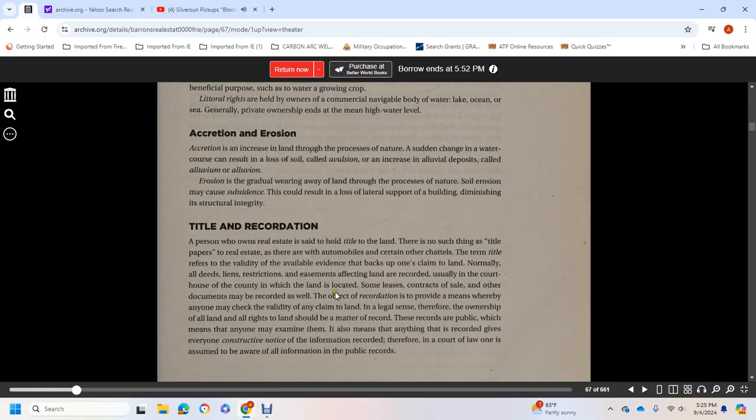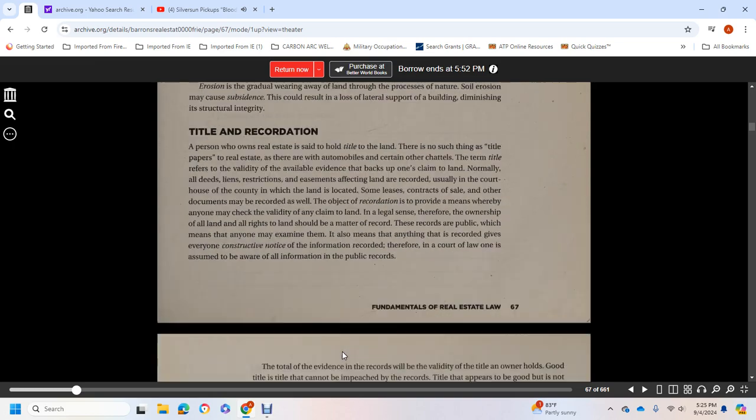Some land contracts for the sale of the property may be recorded as well, but the object of recordation is to provide the means whereby anyone can check the validity of any claim to land in a legal sense. Therefore, ownership of the land, the right to the land, should be a matter of record. The records are public, with the means for anyone to examine them. It also means anything in the record gives everyone constructive notice of the information recorded. Therefore, within a court of law, one is assumed to be aware of all the information in public records.